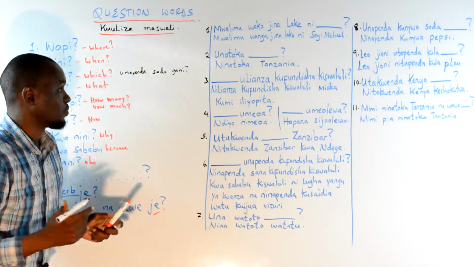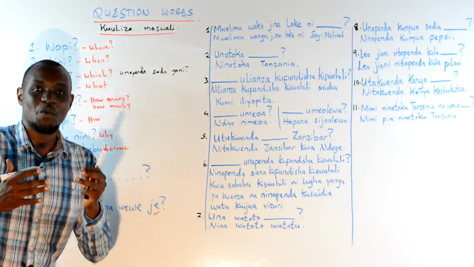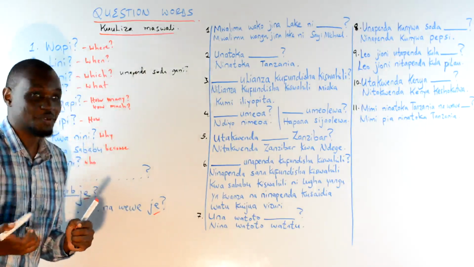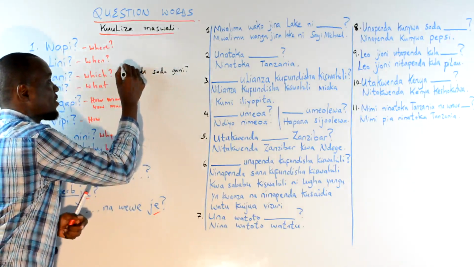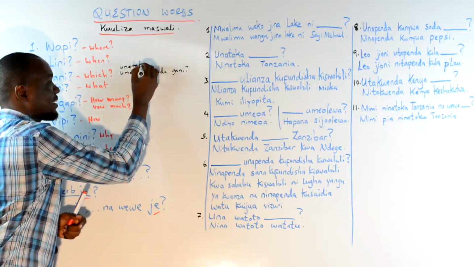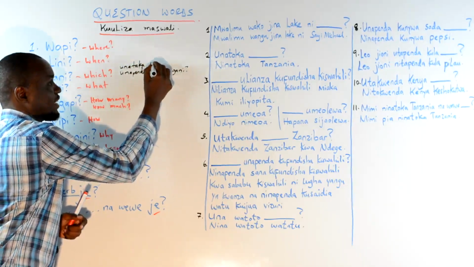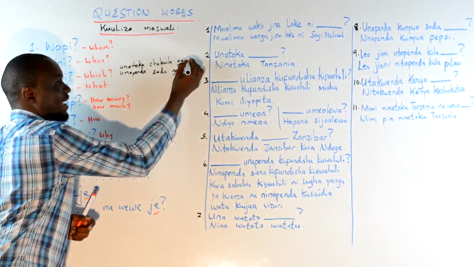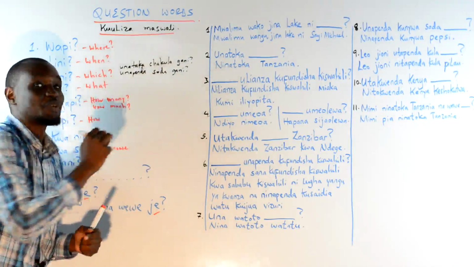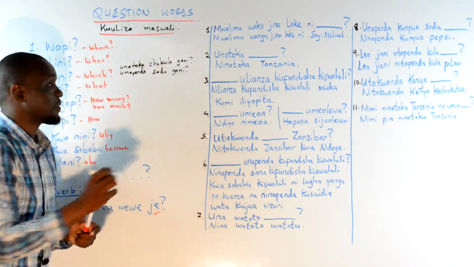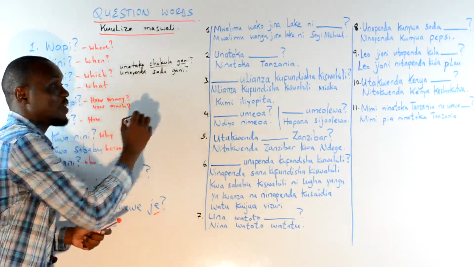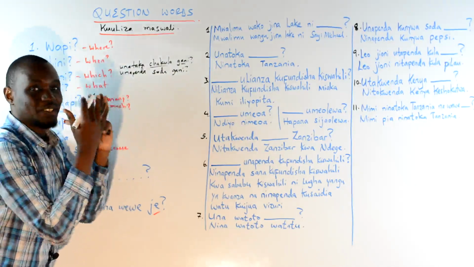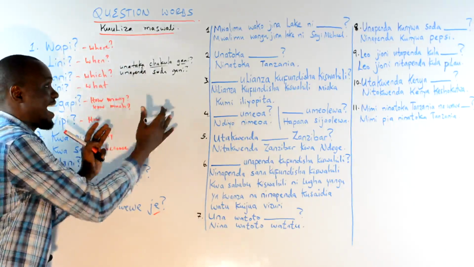Maybe another example. How do you say, what kind of food do you want? You will say, unataka chakula. Do you remember food in Swahili? Chakula. Unataka chakula gani? So chakula is the noun. Then after chakula you say gani. Gani means what kind, which, what sort of, gani.